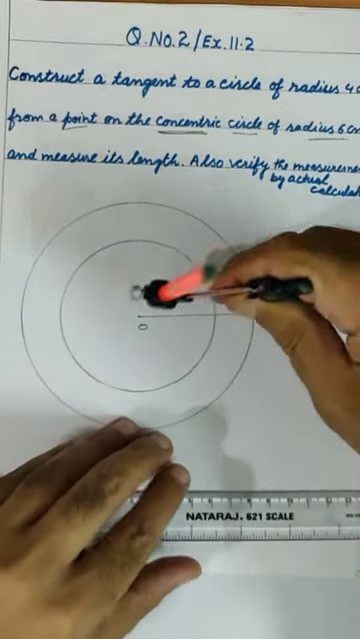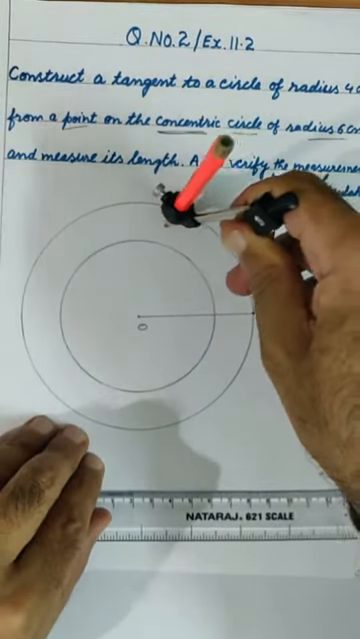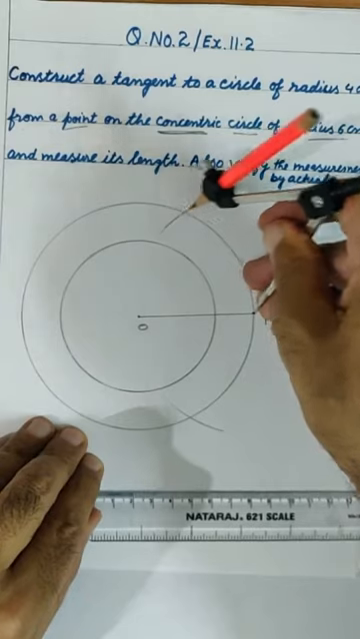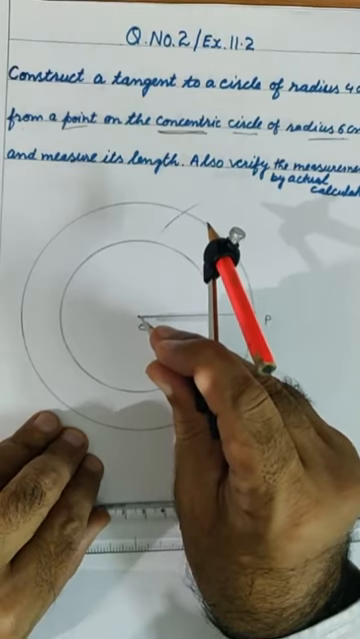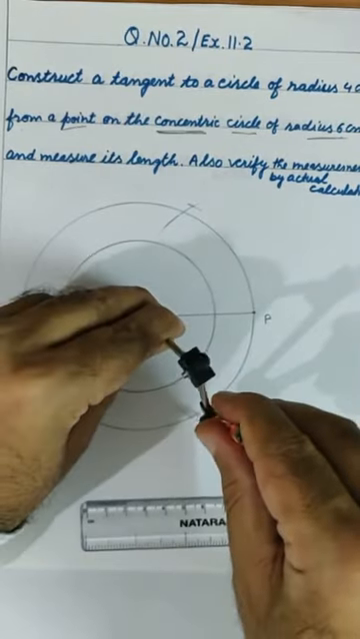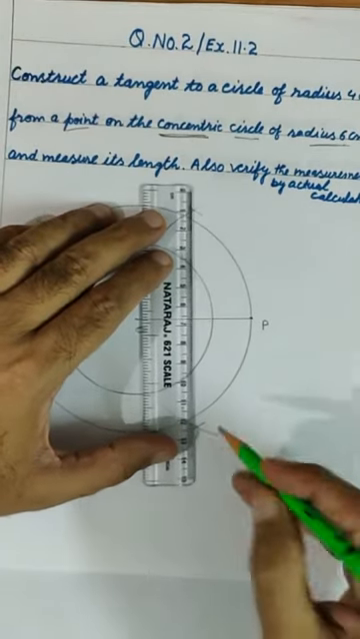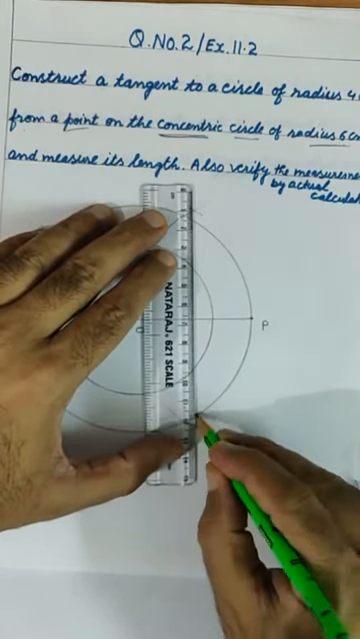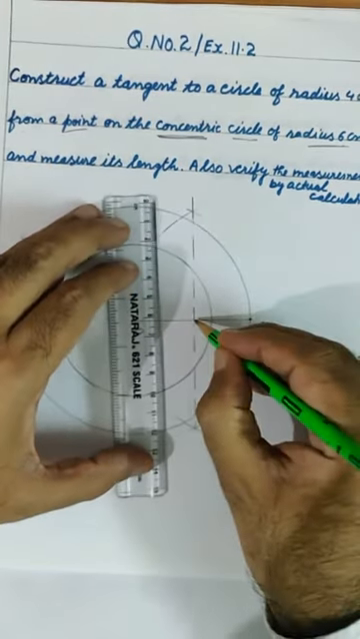You put your compass here, and you can open it more than half, anywhere, no problem at all. From O, you draw an arc, and from P draw arcs intersecting each other. Clear? Now you are to draw the perpendicular bisector of this. Join this. You can draw a dotted line because our aim is to get this center.